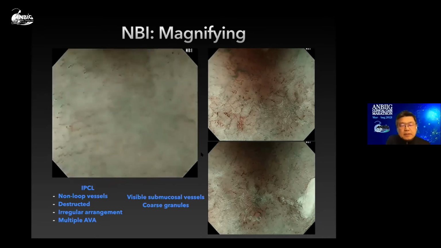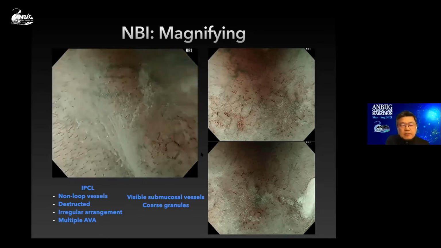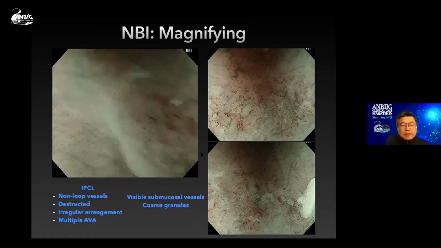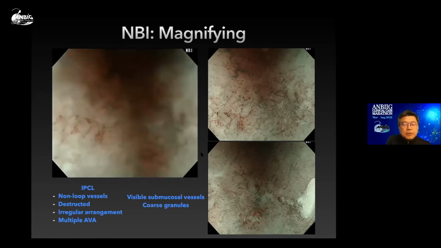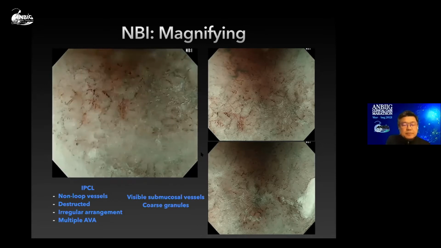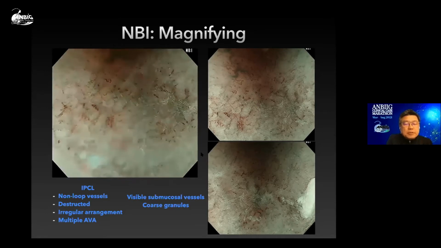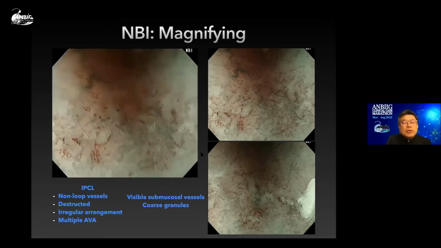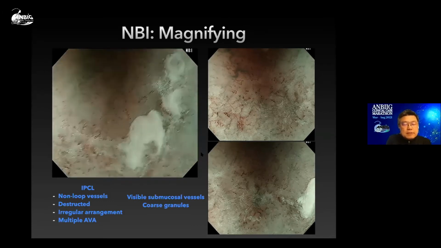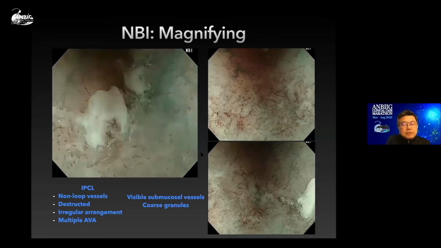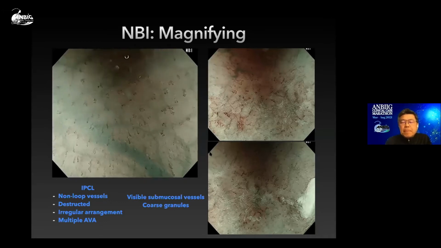Then you can compare that area and here the lesion. Okay, avascular area here, and some IPCLs are destructive at this point. So anyway, the IPCL patterns are mixed with thickened loop vessels and non-loop vessels, and some foci of destructive IPCLs and multiple avascular areas.